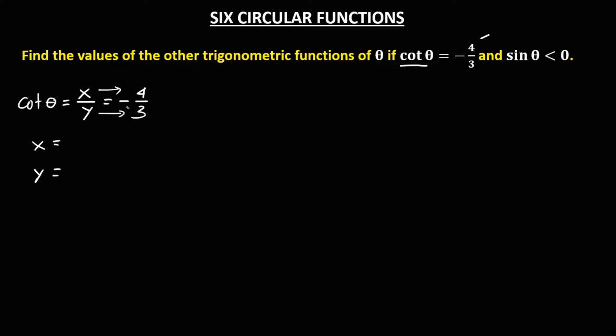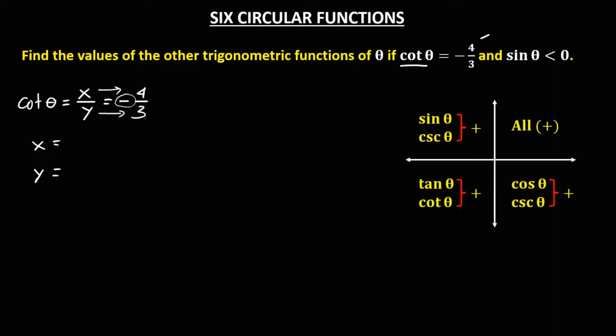But since 4/3 is negative, one of these variables is negative and one is positive. Then to find which variable is negative, we use these different functions in the quadrants. In quadrant 1, all are positive. In quadrant 2, only sine and cosecant are positive. In quadrant 3, only tangent and cotangent are positive. And in quadrant 4, only cosine and secant are positive.